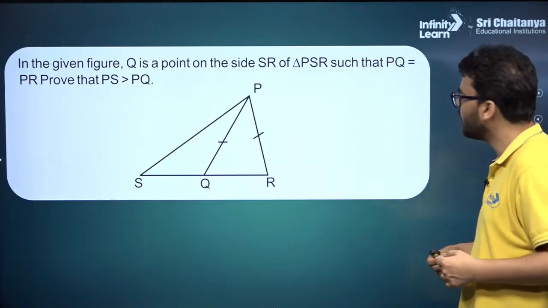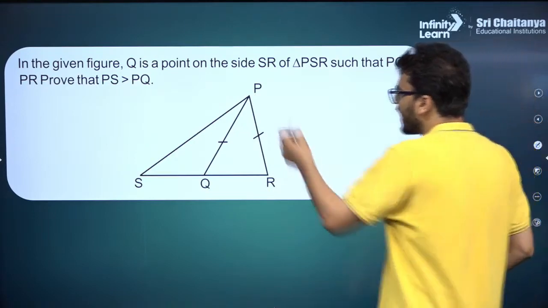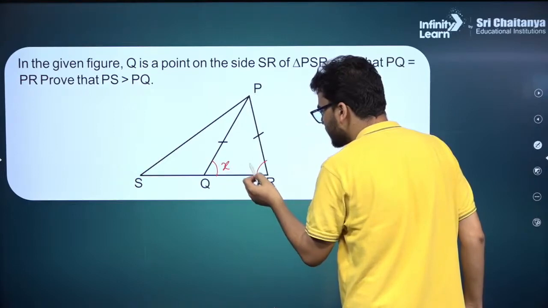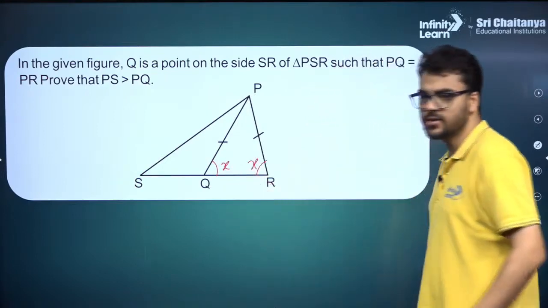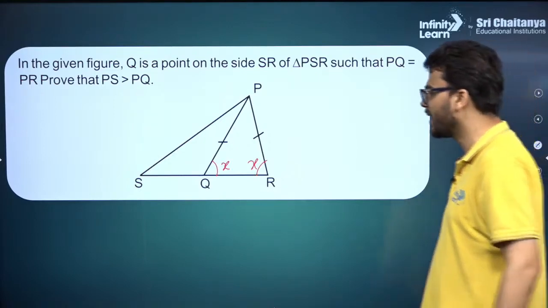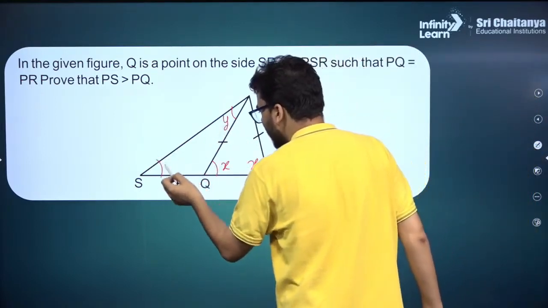So basically over here you see these sides are given to be equal. Can I say that this angle is x, so this angle is also x? Because angles opposite to equal sides of a triangle are equal. Suppose this angle is y, just suppose that, and this is angle z.